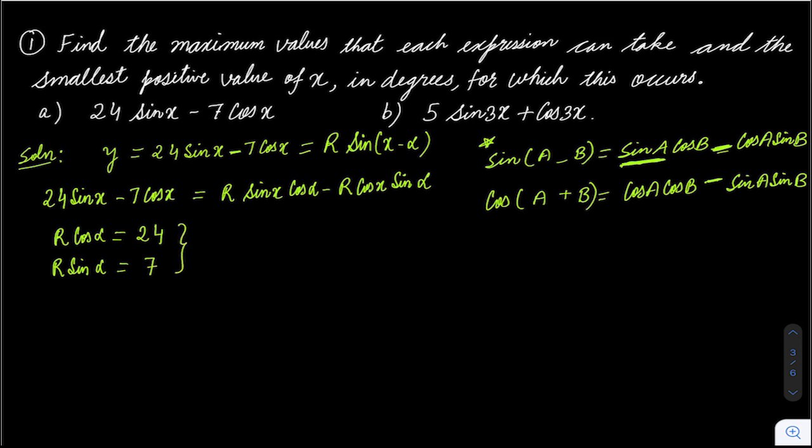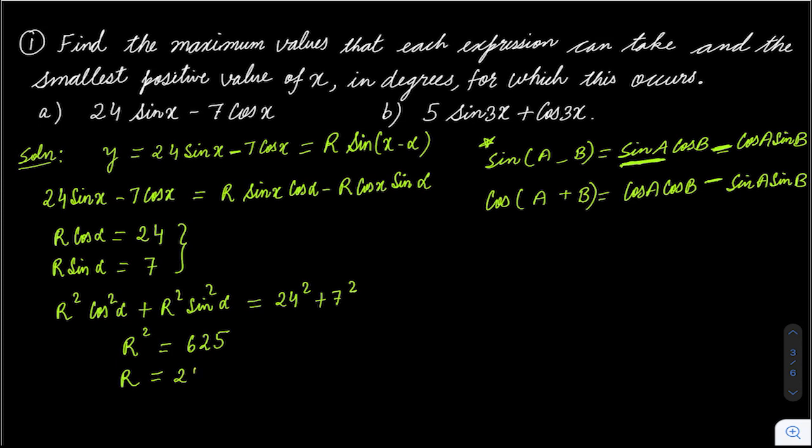Then I will find r and alpha. And how do I find r and alpha? Square and add. Because squaring and adding will give me the value of r. So r square cos square alpha, we have discussed this. R square sine square alpha equals, so I will skip one step because we have already done this in the previous video. So this will come out to be r square. So basically r square is coming out to be 625. So my r value is coming out to be 25.